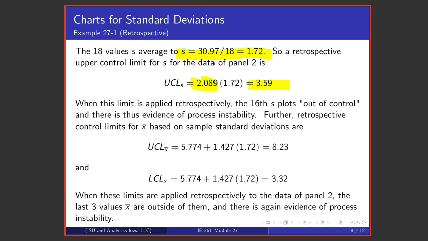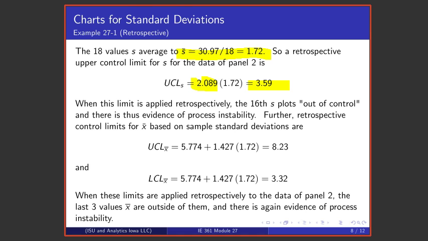And that says that not only is the process at sample 16 not behaving in standard fashion, but it's just not plausible that there's a single set of parameters that describes the entire 18 samples. That is, there is evidence of process instability.